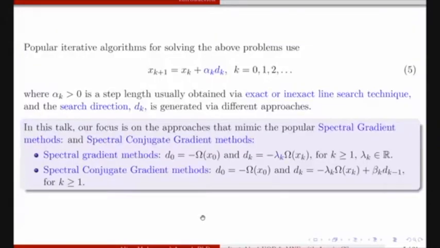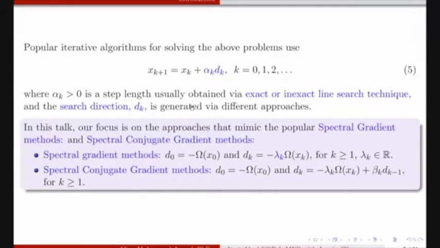So the algorithm for solving nonlinear system of equations is given by 5, where the way it works is when you are given xk, you are given alpha k, you are given dk, then we can compute xk plus 1. So we continue like that until it converges to the solution. Where of course alpha k here is nothing but the step size, which we usually get from either exact or inexact line search procedure. And of course, dk here is called the search direction.